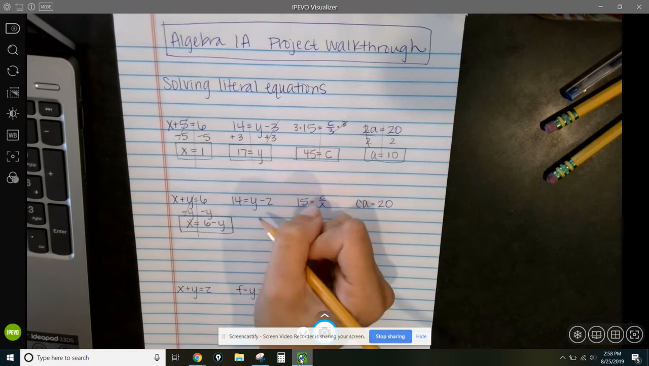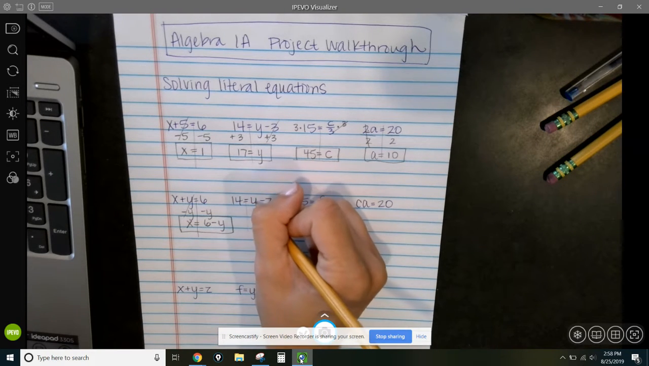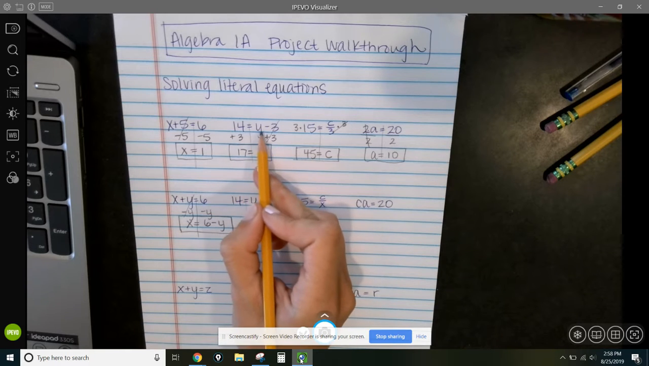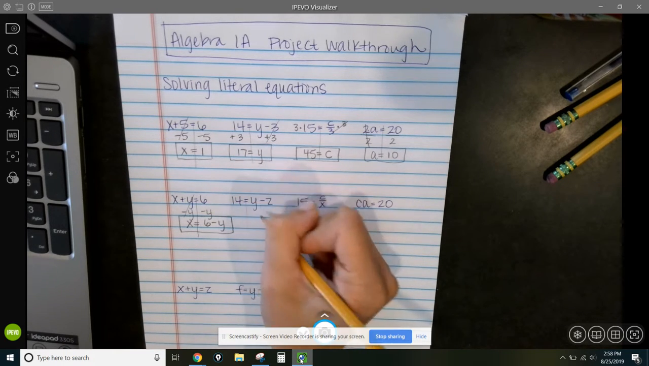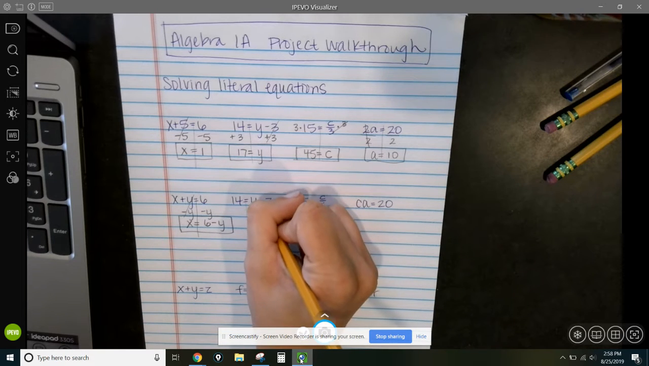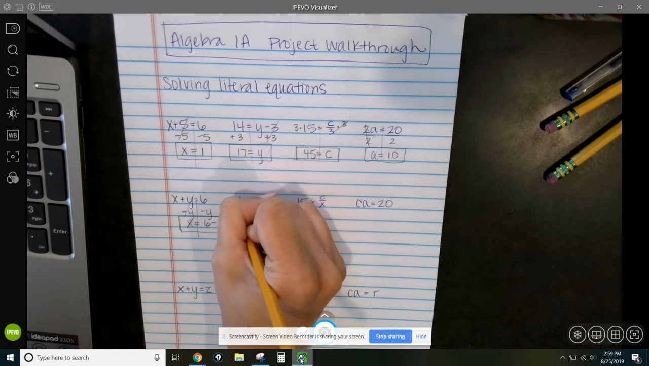Okay, seems a little weird. Let's do the next one. So 14 equals y minus z. So it's the same problem up here, except I added another variable instead of a number. So if I want to isolate y and get y by itself, I have to add z to both sides.